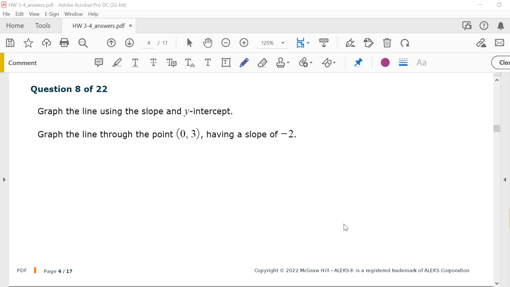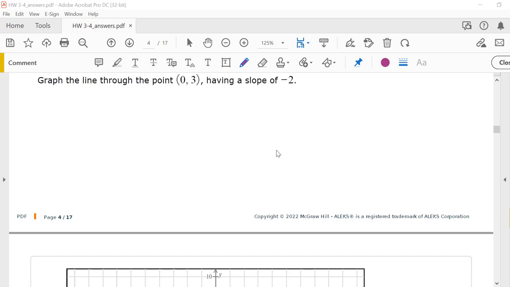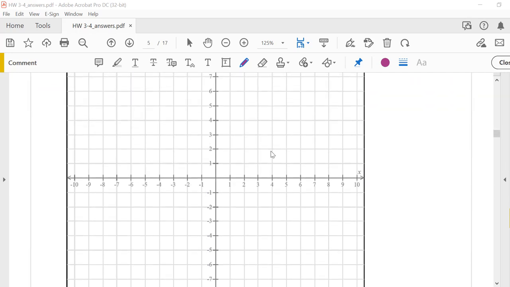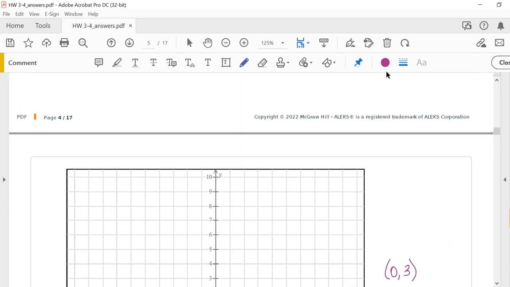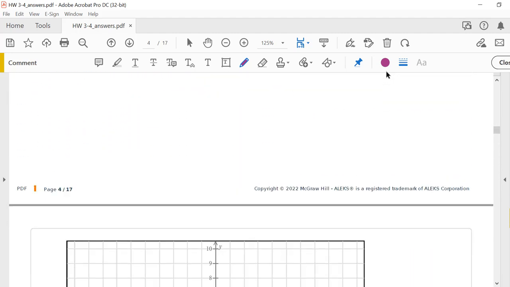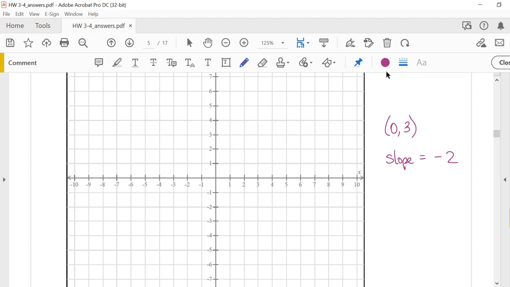Number 8 is to graph the line using the slope and y-intercept. Graph the line through the point (0, 3), having a slope of -2. You want it to go through (0, 3), and the slope was -2. Yes. Okay, so let's go plot the point (0, 3). Now using the slope.